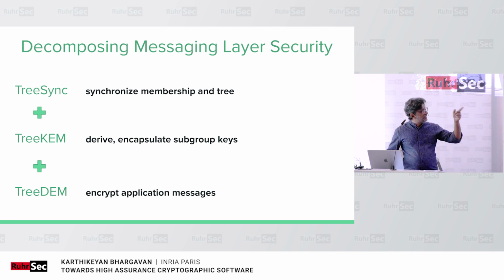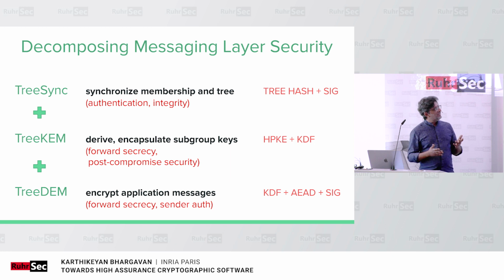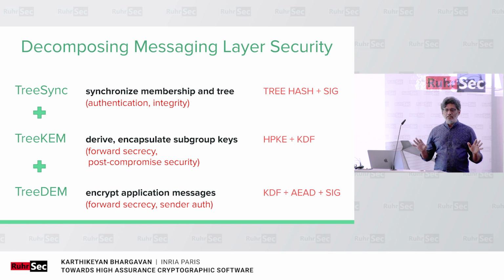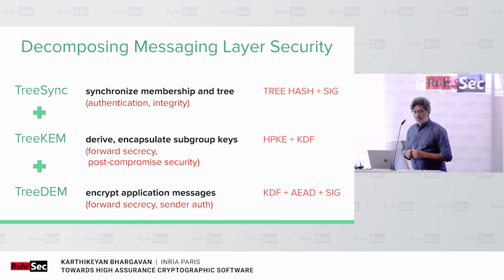Most of the attention has been given to the middle part, tree KEM, but I think, in fact, tree sync might be even more important. Because the goal of tree sync is to give authentication and integrity for the shared group state. To do this, it uses signatures and a tree hashing mechanism, actually two tree hashing mechanisms. But it doesn't care about secrecy, confidentiality. The tree is a completely public value, okay? I shudder to say the word blockchain, but it's like a public value that everybody has to agree on.